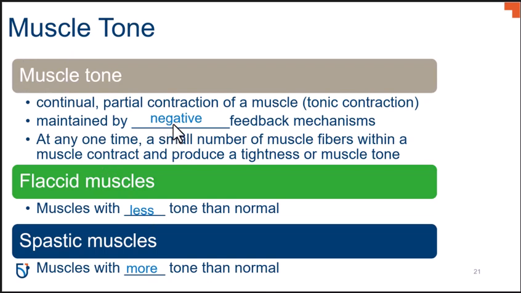We maintain muscle tone because of negative feedback mechanisms that exist and are centered within our nervous system, specifically within the spinal cord. Now, at any one moment, a small number of your total fibers in a muscle will contract and produce what's called a tautness of the muscle rather than a recognizable contraction or movement. A muscle that possesses less than normal tone is described as flaccid, and muscles that have more than normal muscle tone are described as being spastic.